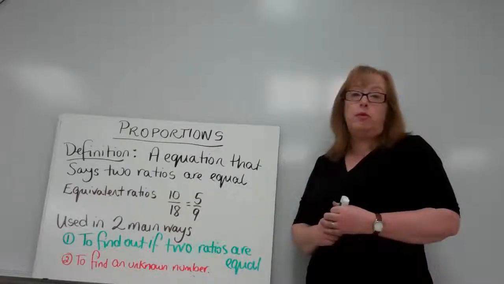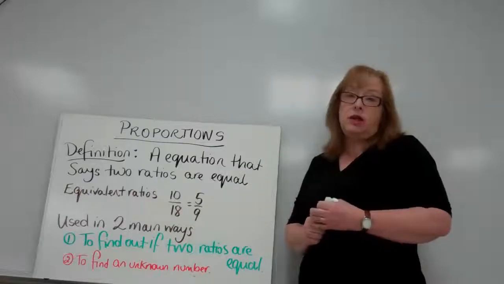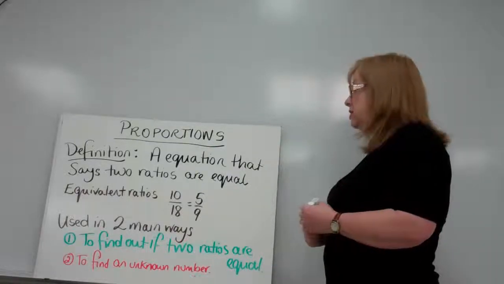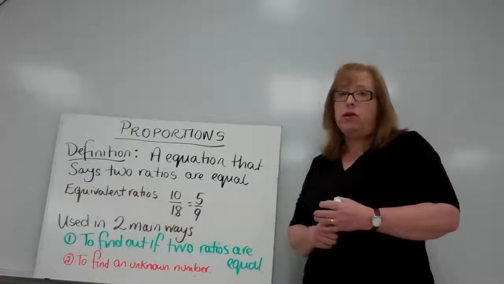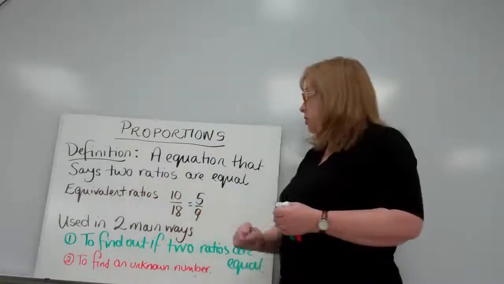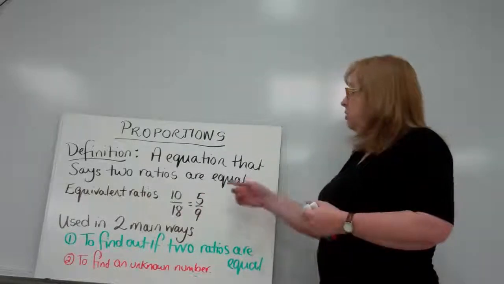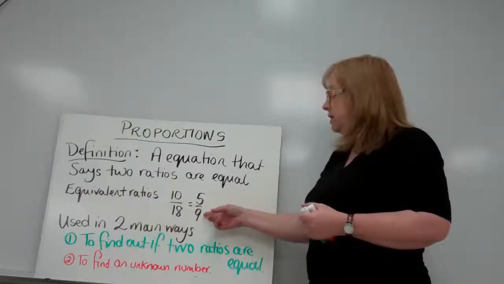Today's lesson is on proportions. Our definition is, a proportion is an equation that states that two ratios are equal. And we already used this concept last lesson when we talked about equivalent ratios, and we said that 10 to 18, the girls in the class, was an equivalent ratio to 5 to 9.